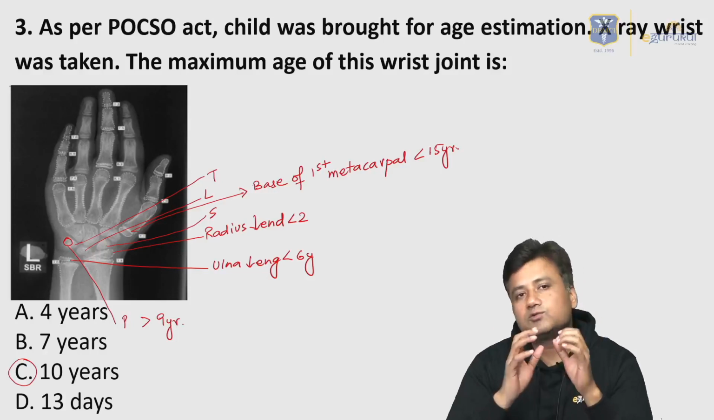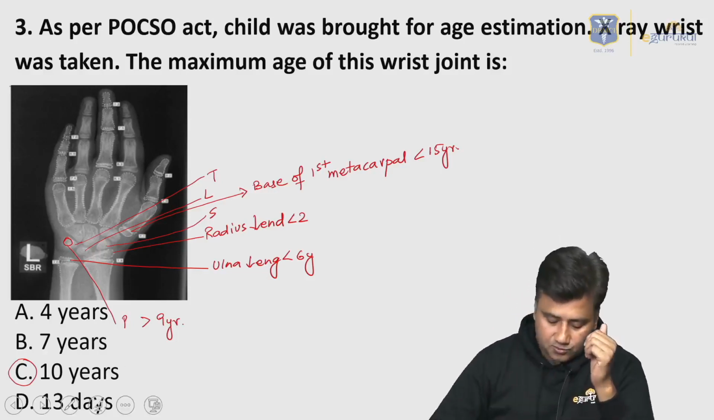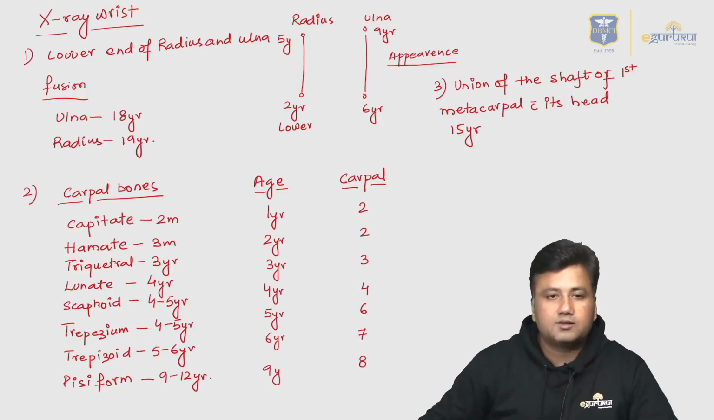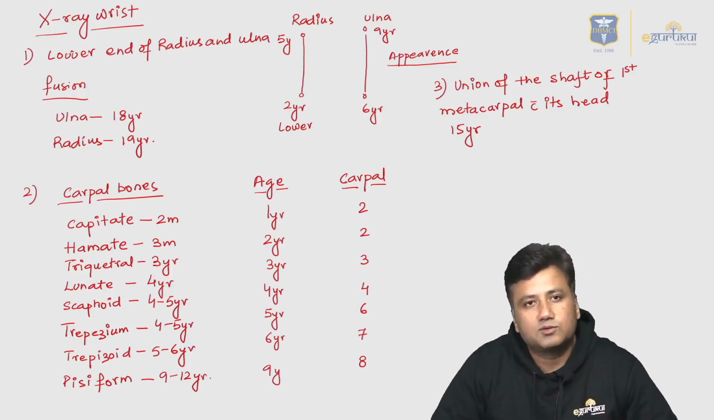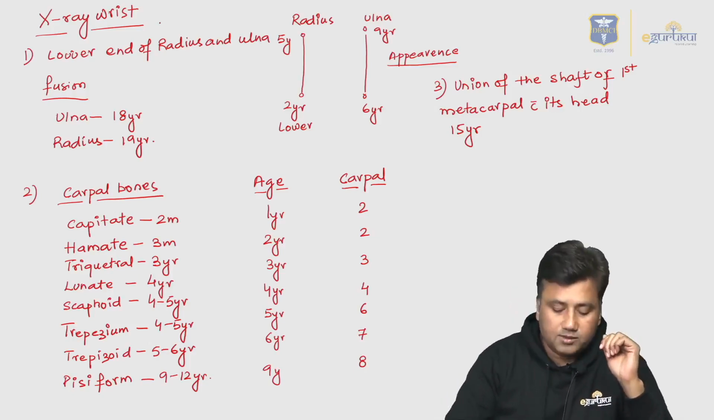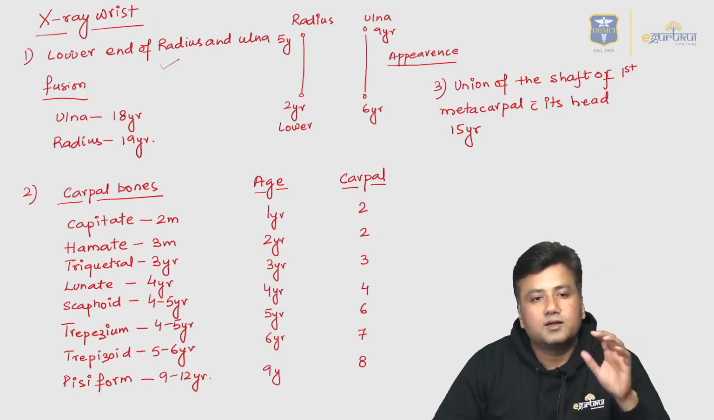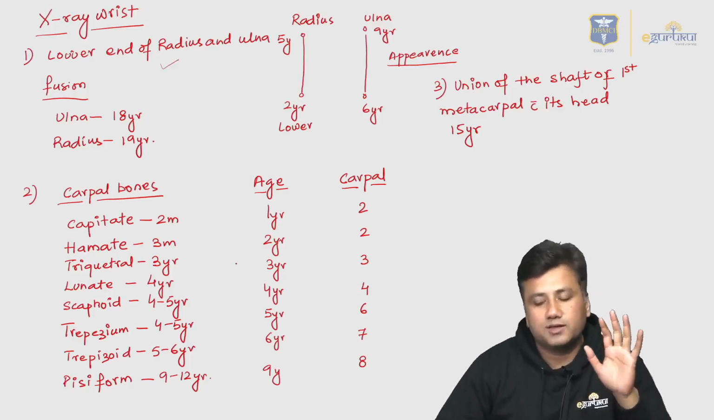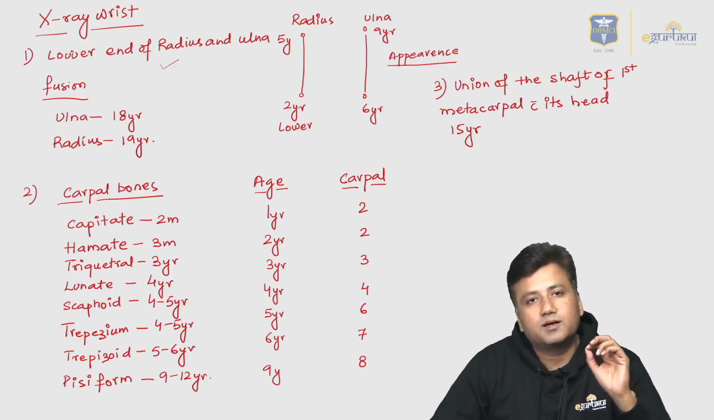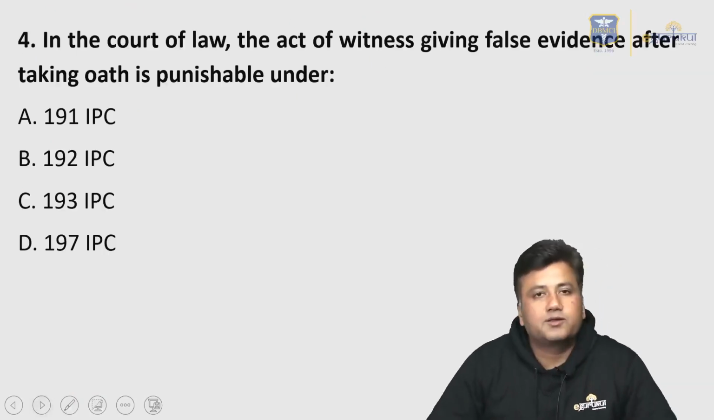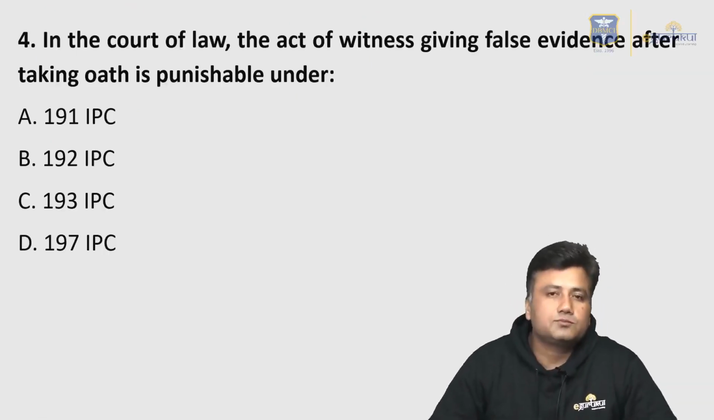What every student has to do is develop a habit of identifying these three areas that we just talked about, which are the more important three areas to look for in a wrist X-ray. One is lower end of radius and ulna, second is the number of carpal bones which are present in the X-ray, and third is the metacarpal fusion.